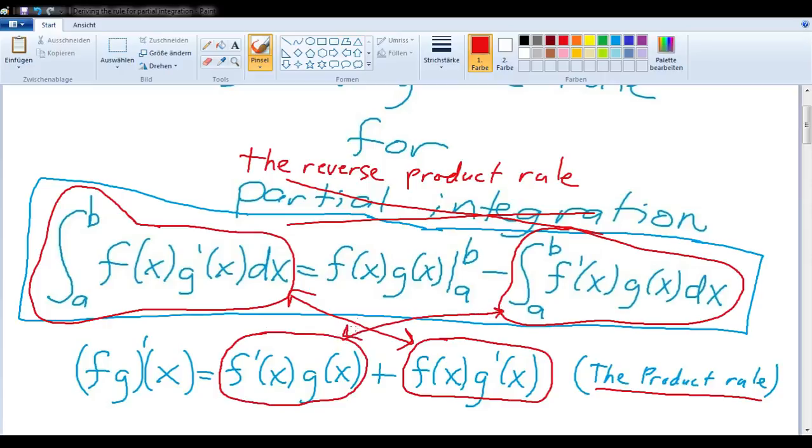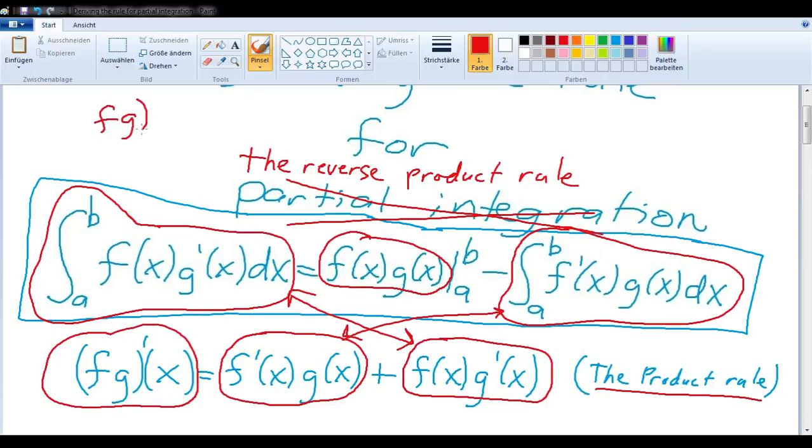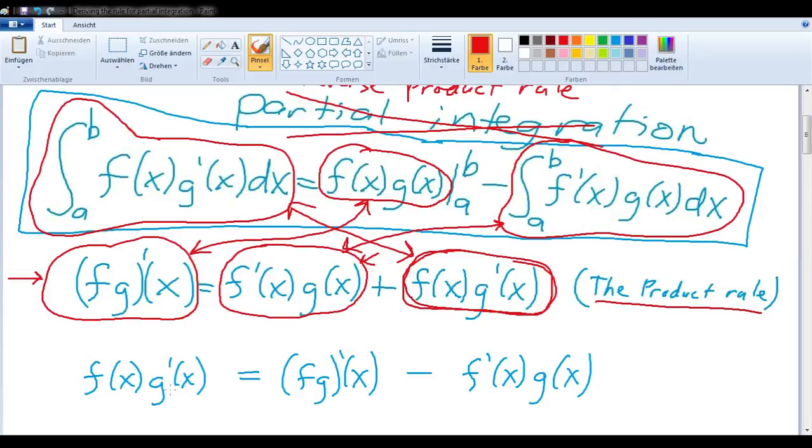And the only term left over here is f of x times g of x, and here is fg of x. But by definition, these two things are the same thing. So we see that all of these terms correspond to each other. So we could rearrange this equation here, starting with this term here and then subtracting this one from the other side, and we end up with this here.